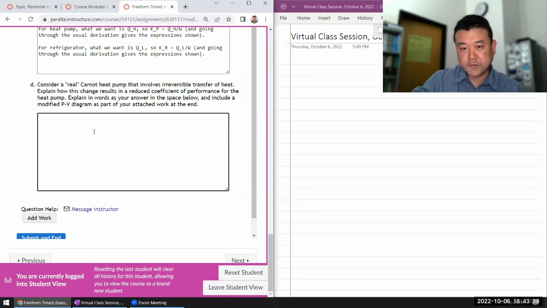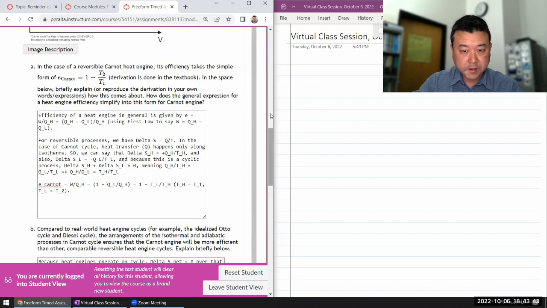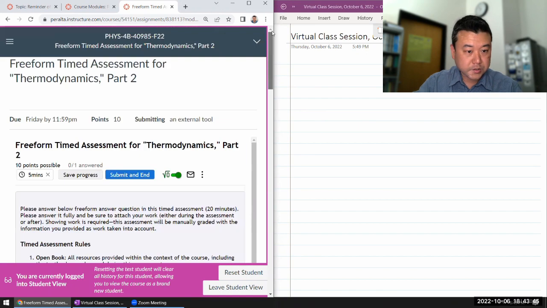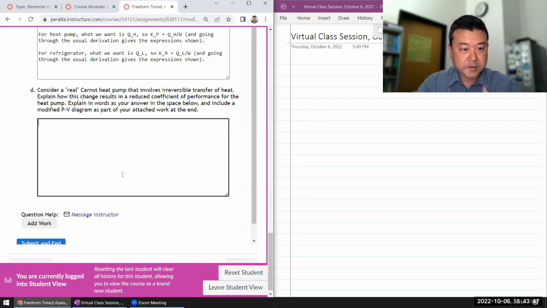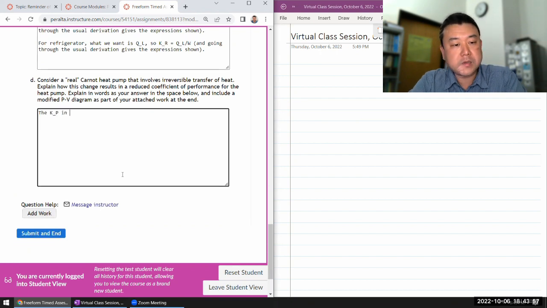Let me do the text version, and I'll draw the PV diagram. I think I have enough time to do that if I don't waste so much time and exceed my 5 minutes. So the explanation would be, so just considering the coefficient of performance for a heat pump in general is the heat transfer into the high temperature reservoir divided by work done.